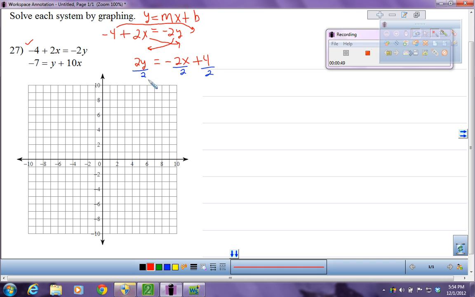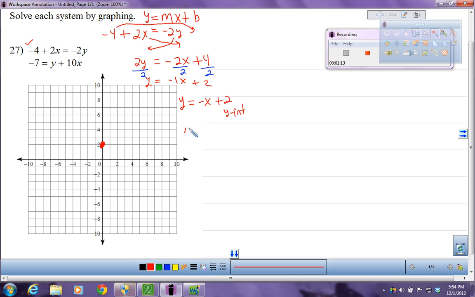And up with y equals negative 2 divided by 2 would be negative 1x. And then 4 divided by 2 would be 2. So here we have the equation y equals negative x plus 2, because usually we leave that 1 invisible, right? So here we're starting point with our y-intercept would be 2.